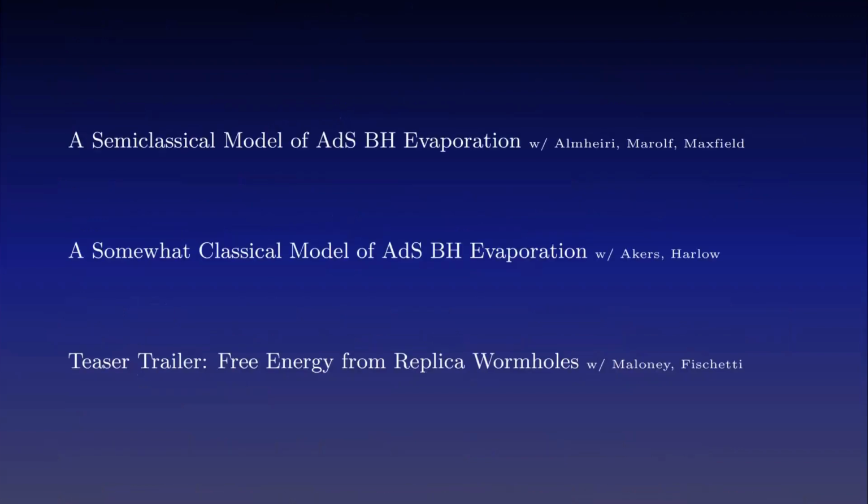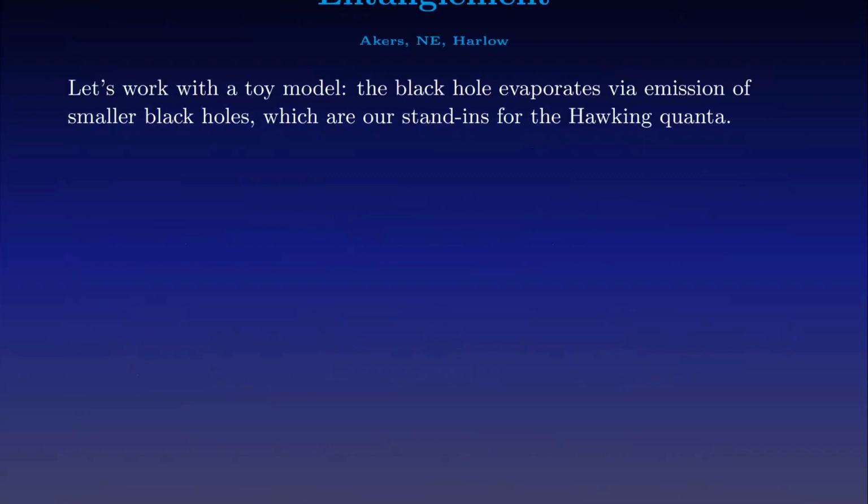And this brings me to a somewhat classical model of AdS black hole evaporation, which is based on work with Chris Akers and Daniel Harlow. So let's work with a toy model. The main plus of this toy model is that the dynamics of quantum gravity will be quite explicit. We have a black hole, and it's going to evaporate by the emission of smaller black holes. And this is our model. This is just a stand-in for the Hawking quanta.